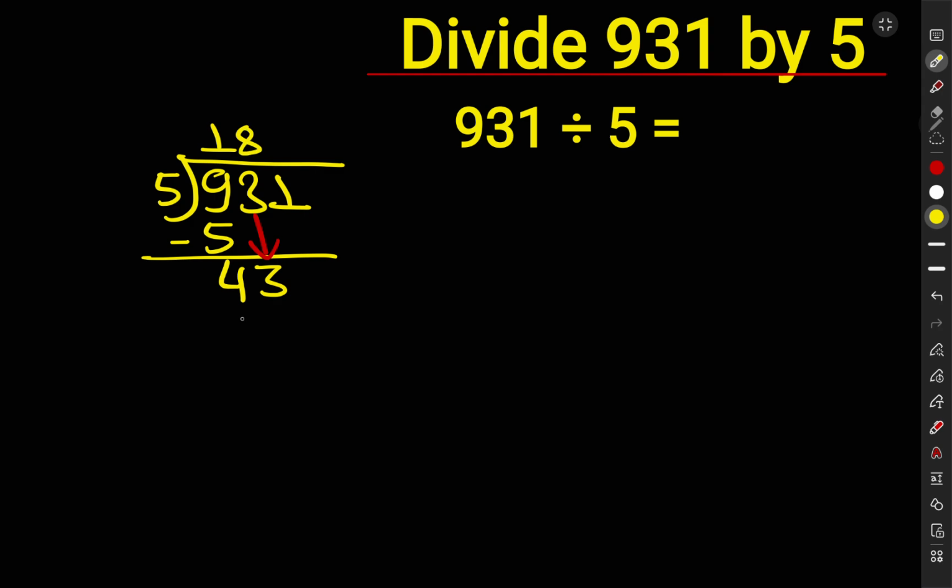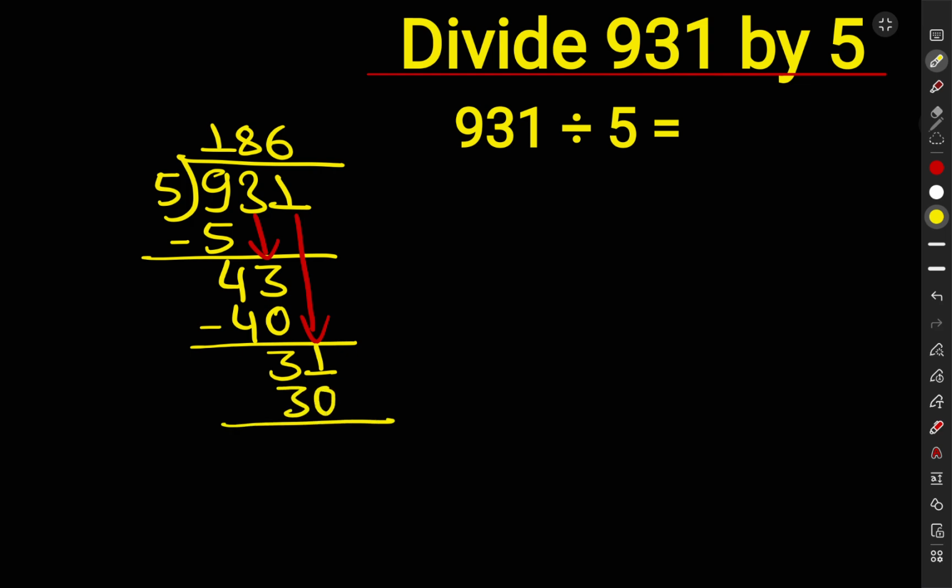5 times 8 is 40. On subtracting we get 3. So again we put down this 1 and it is 31. 5 times 6 is 30. On subtracting we get 1.